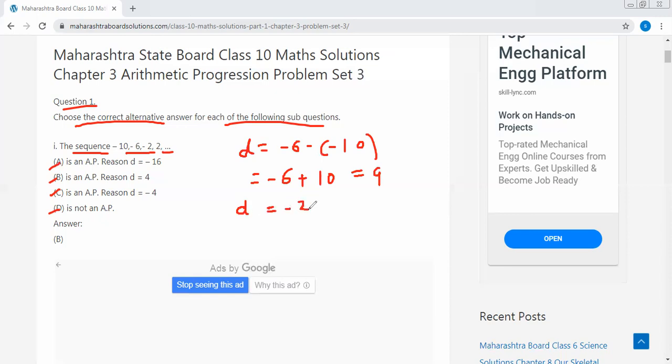Next, the second common difference: third term minus second term, minus 2 minus of minus 6. Therefore, minus 2 plus 6 is equal to 4. Next, 2 minus of minus 2, and the third common difference is also 4. Therefore, option B is correct. Option B is an AP, reason d is equal to 4. Option B. Next question.